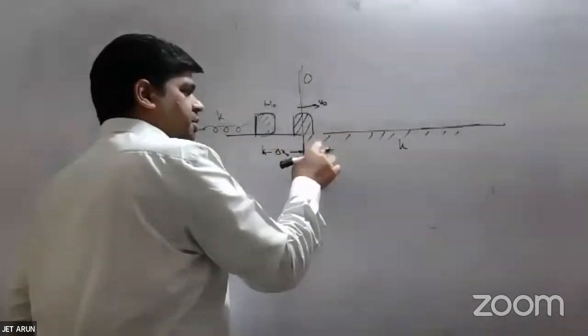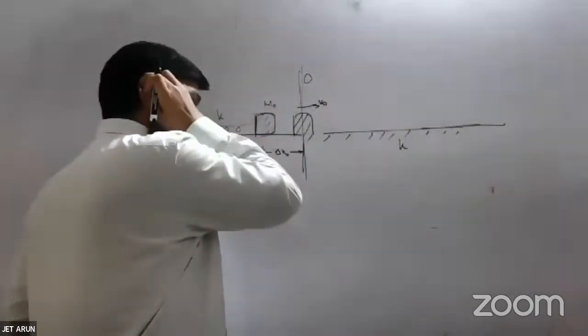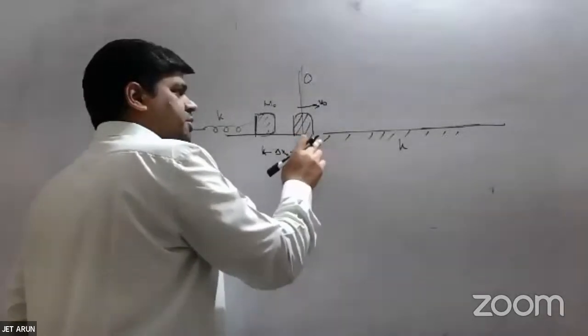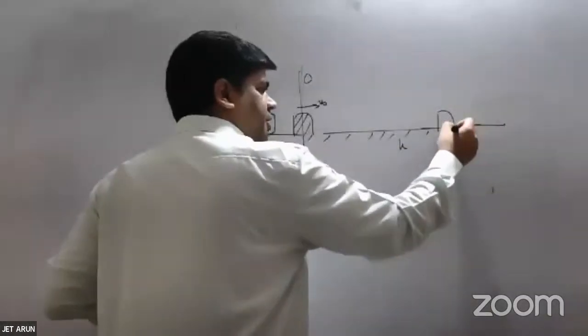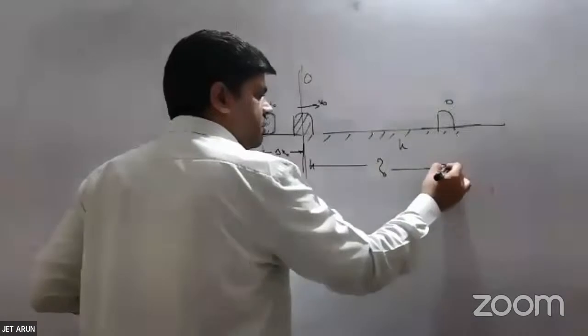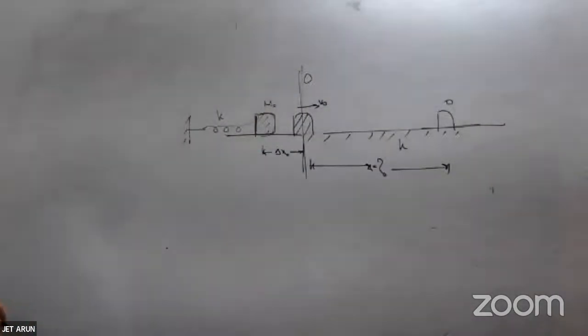Once it crosses this, because of friction, there is dissipation of energy. There is a leakage of energy. This energy is lost, and kinetic energy eventually becomes zero. It will stop at a certain point. This distance is what I have to find out. So, how do you think we should do it?